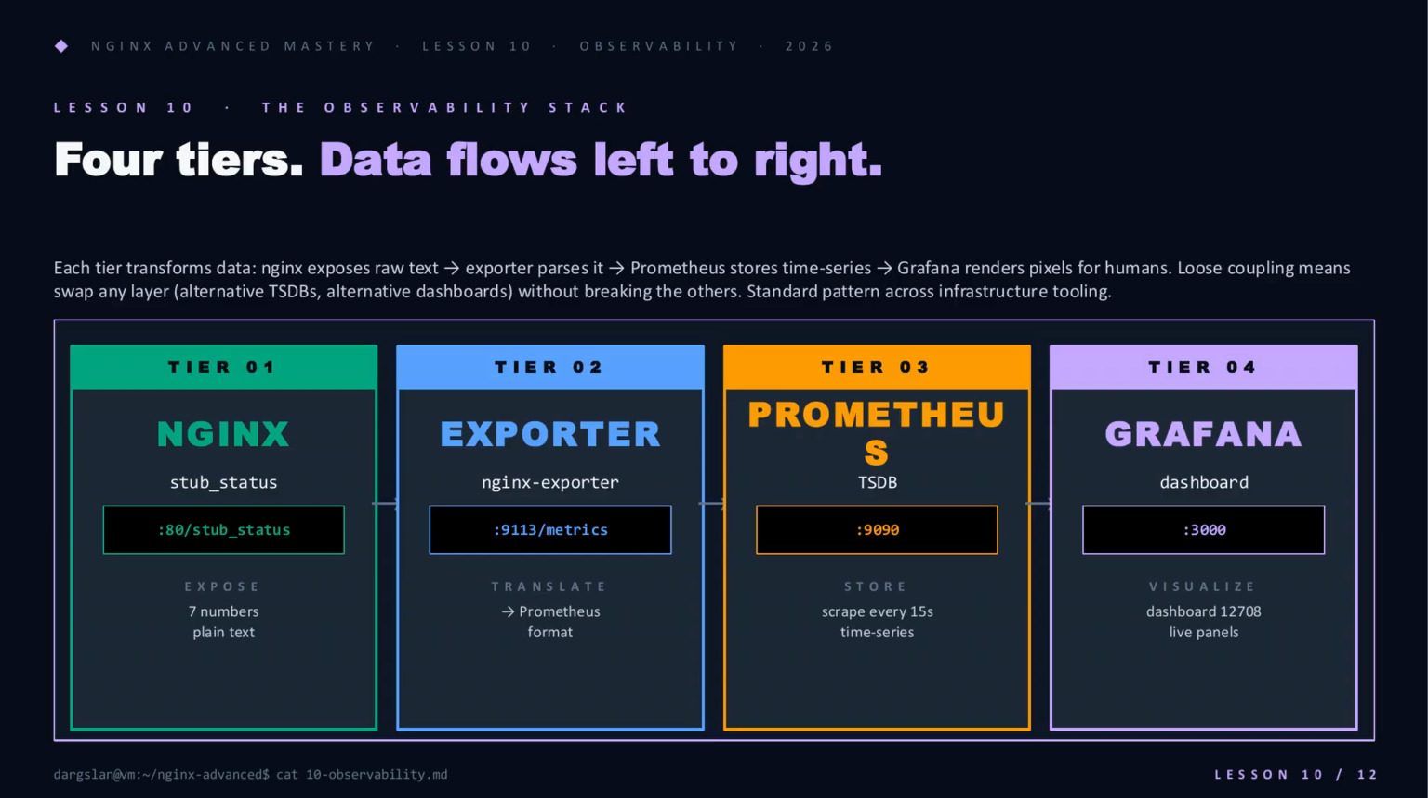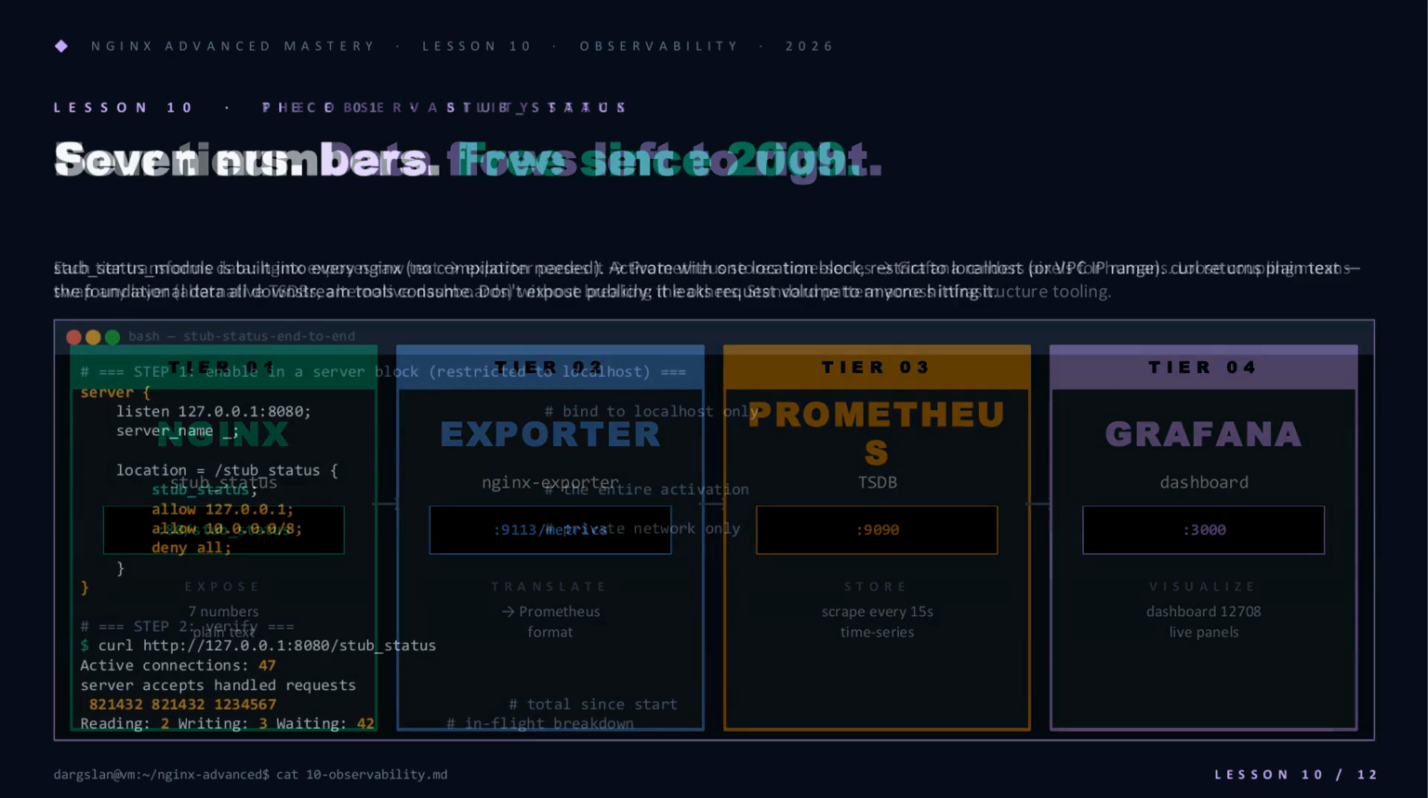Each boundary is a clean handoff, which means you can swap Prometheus for VictoriaMetrics or Grafana for something else, and nothing else breaks. That's the power of loose coupling. Let's start at the source.